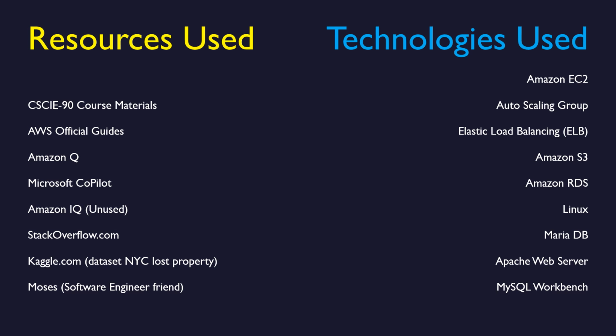A lot of different technologies also went into building the site. It uses EC2 instances in an auto-scaling group connected to an elastic load balancer. Assets in an S3 bucket and an RDS instance are used. The EC2 instances are Linux machines running MariaDB and Apache Web Server. Finally, MySQL Workbench was used to clean the data and upload it to RDS.